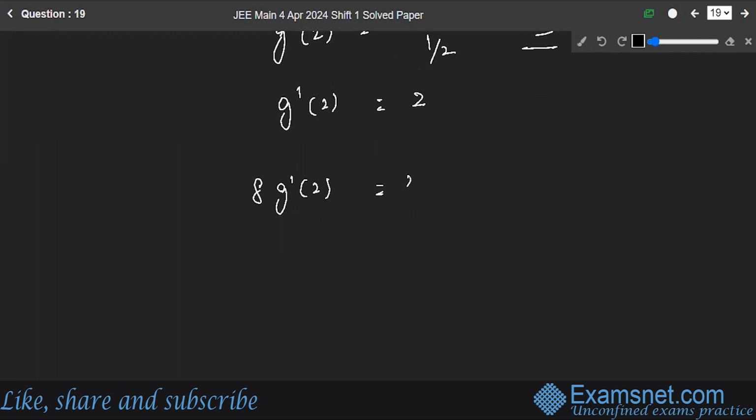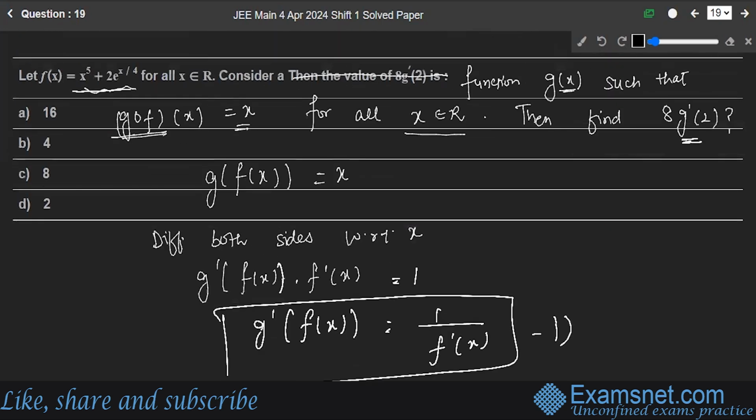8g dash 2 will be equal to 16. This is the right answer to the question, option A. This is the right answer to the question. Hope you understood that. Let's move to the next question.